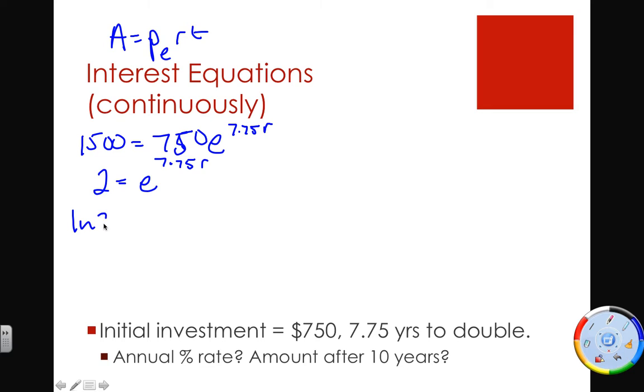Take the natural log of both sides, divide by 7.75, ln of 2 divided by 7.75. My R is 0.089, or in other words, 8.9%.